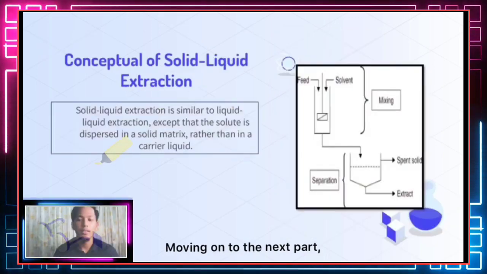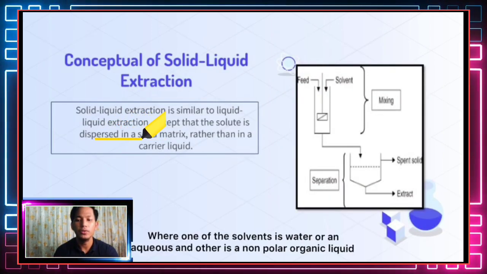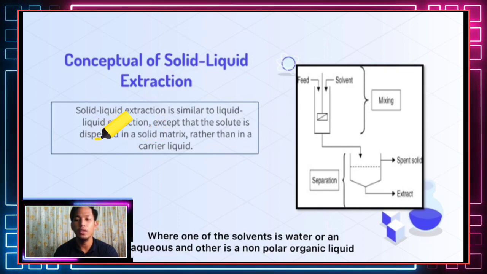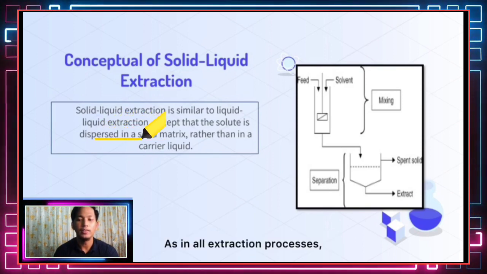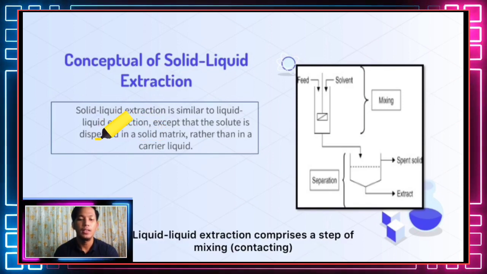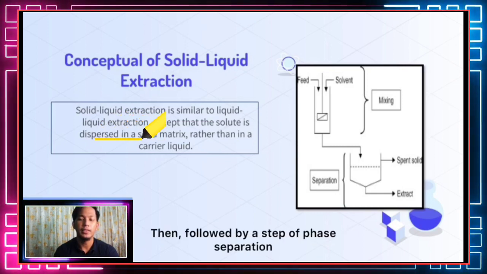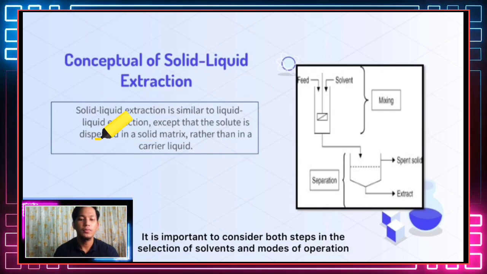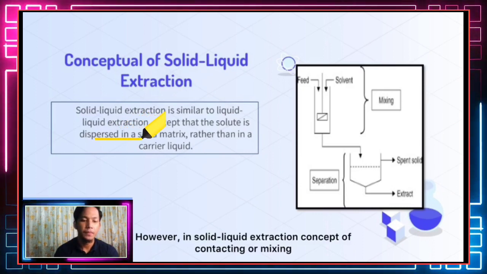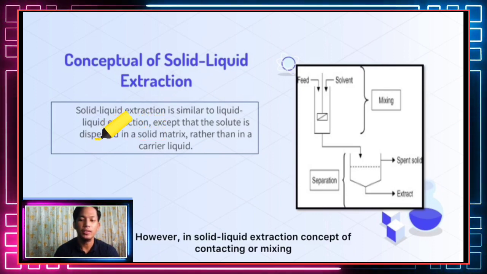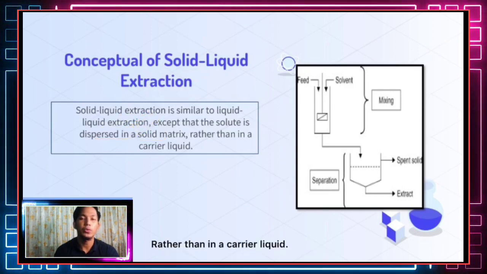Moving on to the next part, the concept of this process is similar to liquid-liquid extraction, where one of the solvents is water or an aqueous mixture and the other is a non-polar organic liquid. As in all extraction processes, liquid-liquid extraction comprises a step of mixing or contacting, followed by a step of separation. It is important to consider both steps in the selection of solvent and modes of operation. However, in solid liquid extraction, the contacting or mixing is between the solute and the solid matrix, rather than in a carrier liquid.